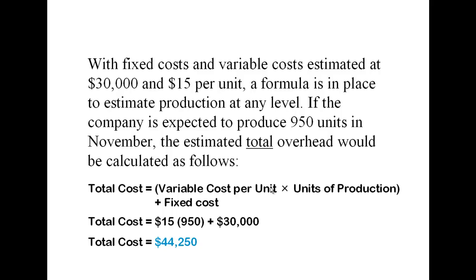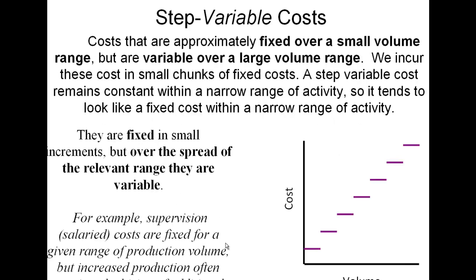30,000 is our fixed cost. So no matter what the levels of activity are, this is going to be incurred, right? At least within that relevant range. So we have 30,000 as our fixed cost and $15 per unit times 950. So when we add all that together, we're going to get $44,250. So it's a really cool tool to be able to estimate what the total costs are going to be. Let me take a second here to talk also about step variable costs.